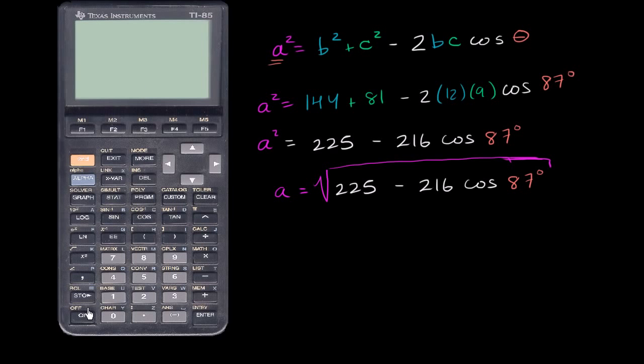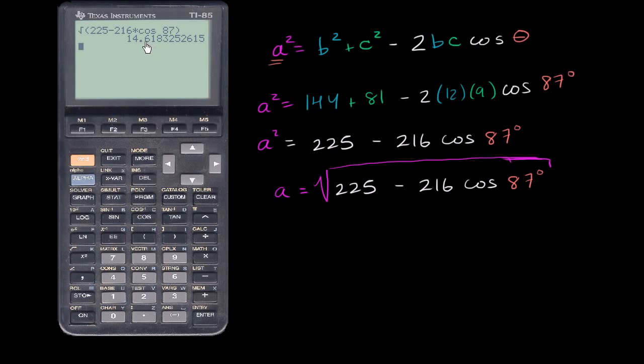So let me get my calculator out. So I want to find the square root of 225 minus 216 times cosine of 87 degrees. Actually, before I do that, let me just make sure I'm in degree mode, and I am in degree mode because obviously we're evaluating a trig function in degrees here. So that's fine. So it's going to be 225 minus 216 times cosine of 87 degrees, not 88 degrees, 87 degrees. And we deserve a drum roll now.